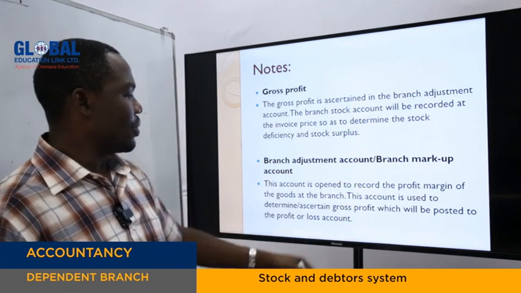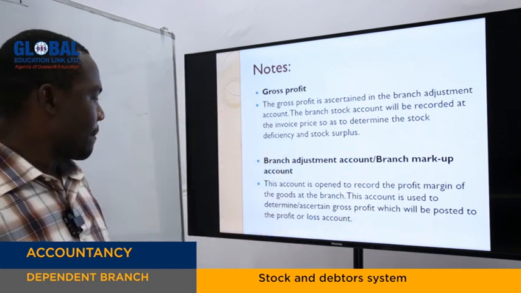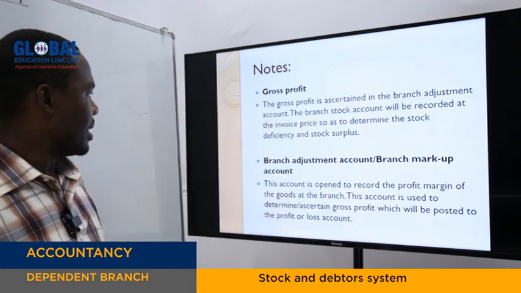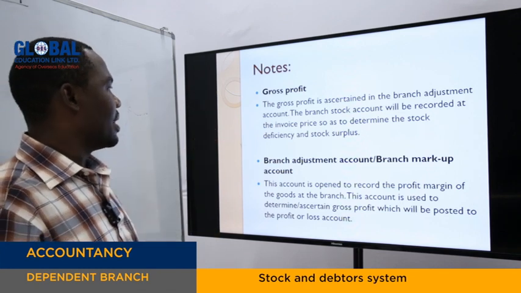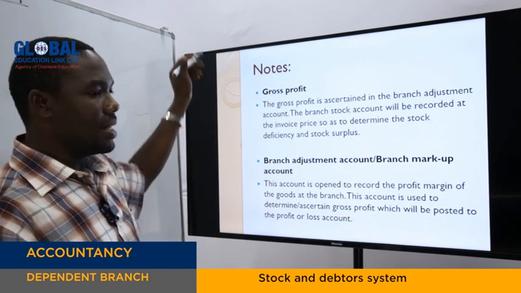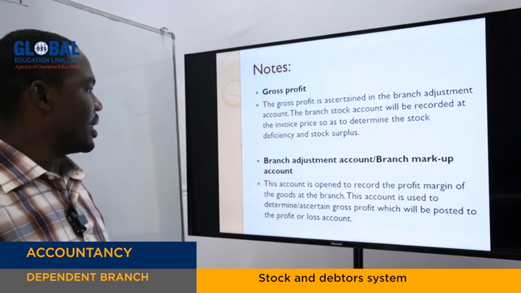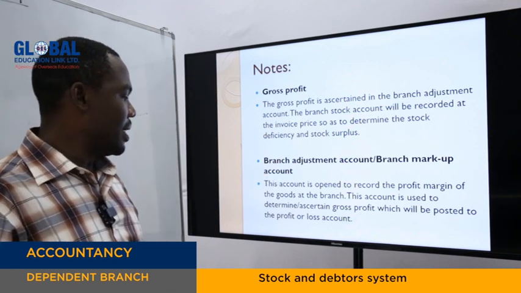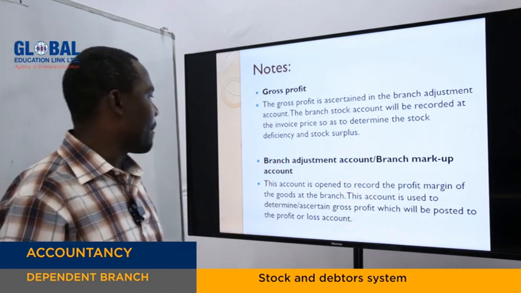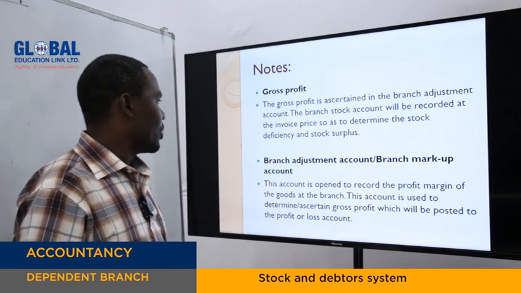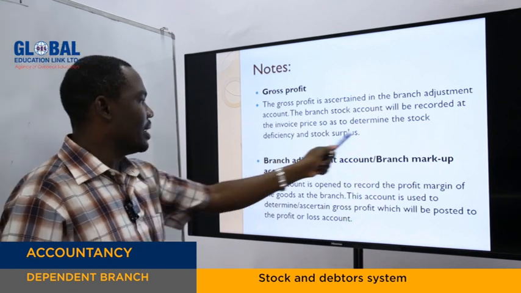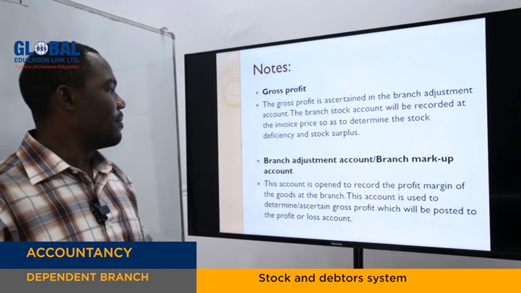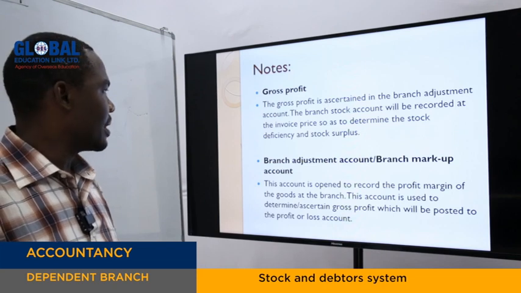In this account is where we now include other expenses. So the gross profit, as I've said, will not be determined in the branch stock account. Instead, it will be determined in the branch adjustment account. So the main objective of the branch stock account will now be only to determine stock deficiency or surplus.